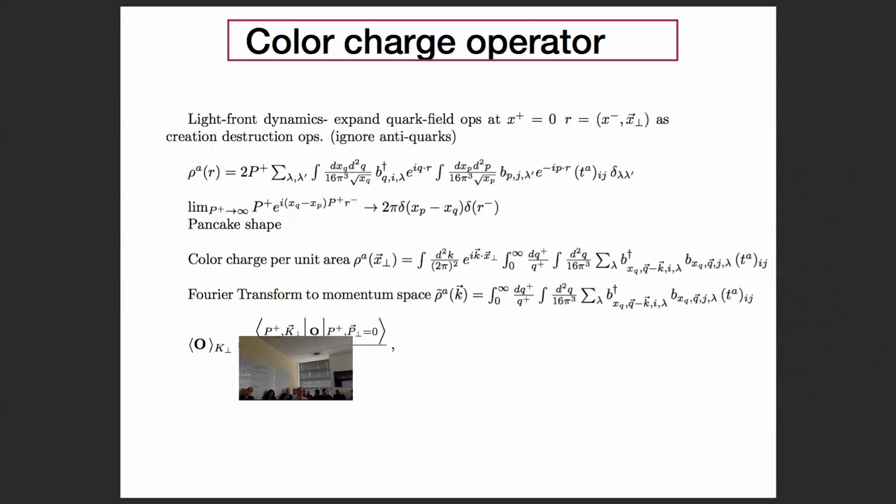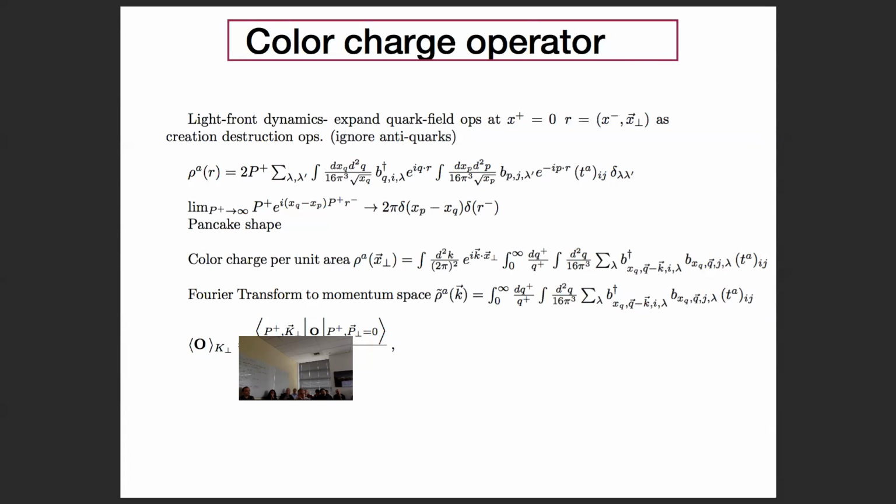You get this density operator. Now, in looking at this expression, you have an overall P^+. You have exponentials. The plus components of the momenta q and p are always written in the light front wave functions as x_q times P^+ or x_p times P^+. And we can take the limit as P^+ goes to infinity. If you look at this thing, it oscillates like crazy.